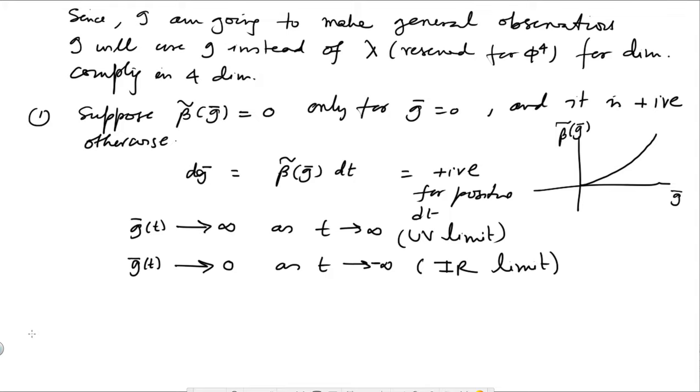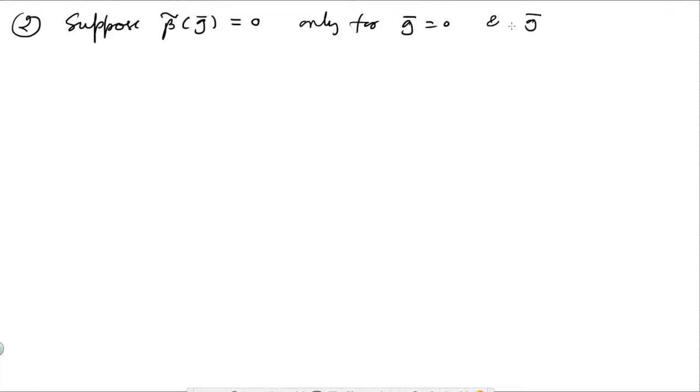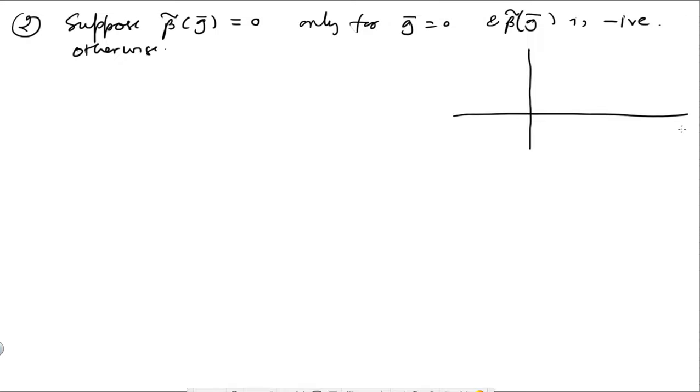The other possibility is that suppose beta tilde of G bar is equal to 0, again only for G bar equal to 0. That's an assumption, suppose this is what happens in some theory. And beta tilde of G bar is negative, in all other values except for the origin. So it looks like this. Here I have G bar and here I have beta tilde of G bar. So at the origin it is 0 and then it is negative.